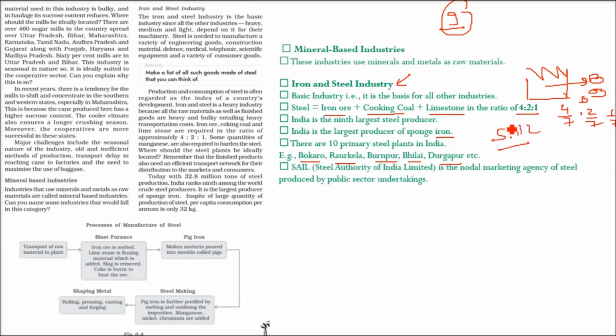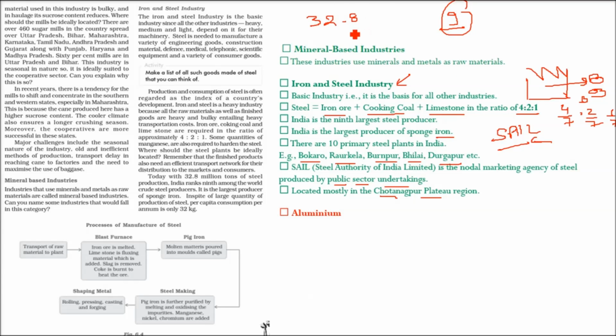And Steel Authority of India Limited is a government enterprise. It is the nodal marketing agency of steel produced by the public sector undertaking. Public sector means it belongs to the government. Mostly these areas, Bokaro, Rourkela and others, are located in the Chota Nagpur Plateau region because they get the raw materials easily from there.